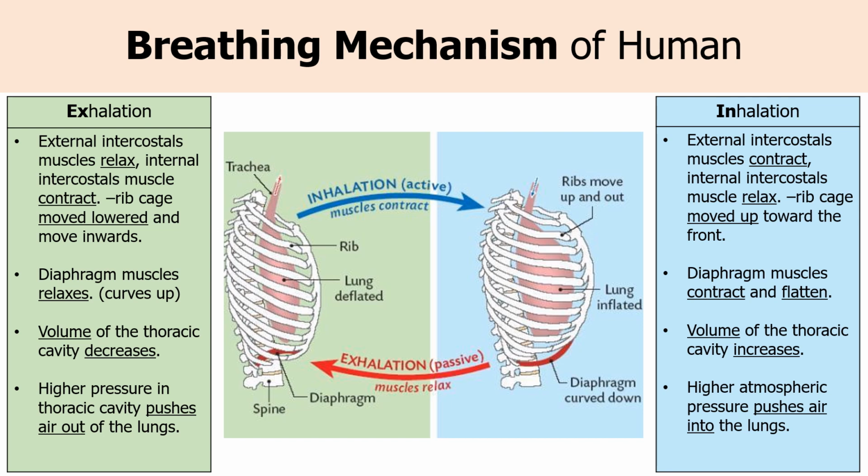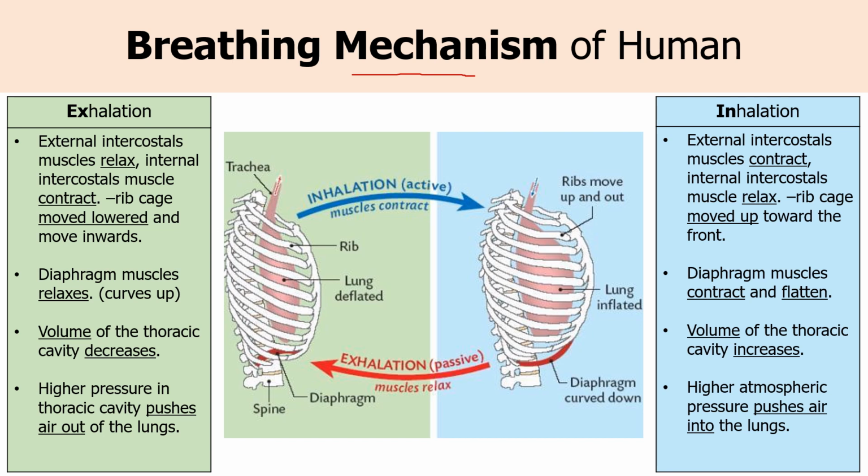When we talk about this mechanism, it involves three cycles: exhale, inhale, and relax state. Then there are four components to look up such as the condition of external and internal intercostal muscles, diaphragm, volume of thoracic cavity, and also the pressure in thoracic cavity or atmospheric pressure.